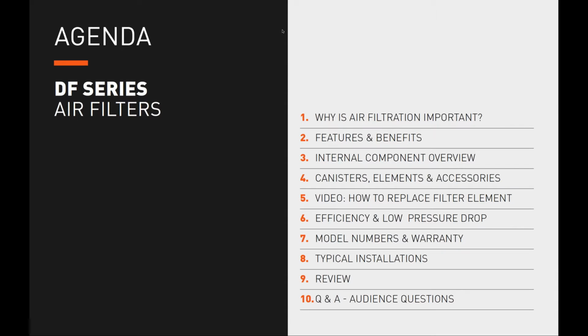Let's begin with our agenda for this webinar. We will commence with a brief introduction to why compressed air filtration is important, an overview of the DF series air filter's key features and benefits. We will then review the DF series air filter's internal components, canisters, elements, and accessories. This will be followed by a quick video showing how easy it is to replace and maintain DF series air filters. We will continue on with a discussion of DF series air filters' low pressure drop and energy efficiency, available models, and warranty info, after which we will go over a typical installation, a product review, and finally conclude with a Q&A session where we will address and answer audience questions.